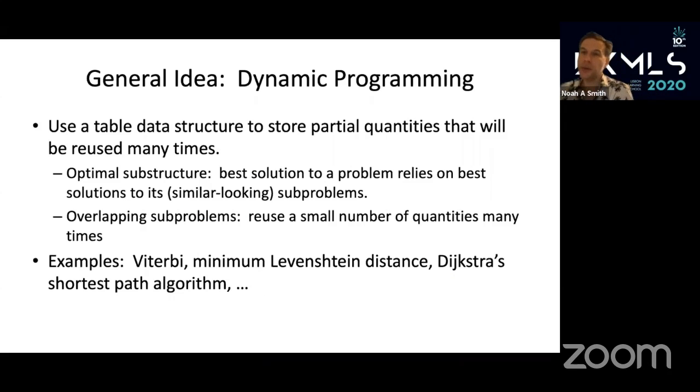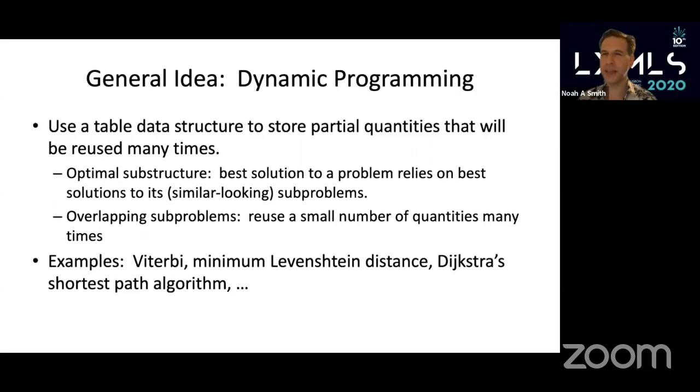Okay, so that was the Viterbi algorithm, and if you haven't seen it before, it probably reminds you of other algorithms. It's an instance of something known as dynamic programming, where you build a data structure like a table, and you store partial quantities, and you reuse each one many times. And so dynamic programming has a couple of properties.